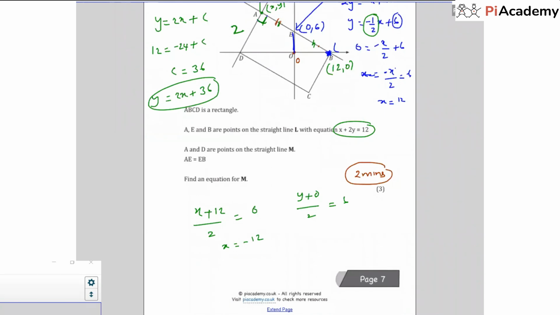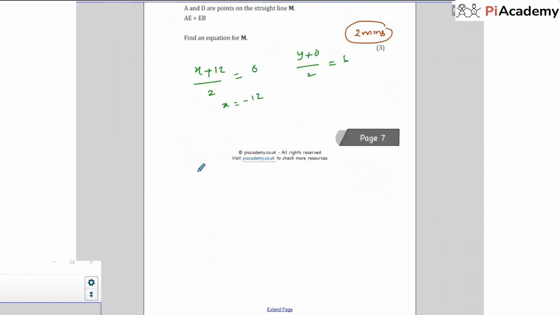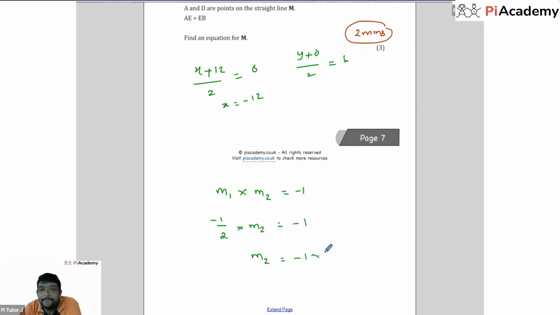L and M are perpendicular lines. Product of their slopes is negative 1. m1 times m2 is negative 1. So if one line slope is negative 1 over 2, the product of these two slopes would be minus 1. So m2 is equal to negative 1 times 2 over negative 1. So that is 2. You see? You understand? Yeah, I get it.